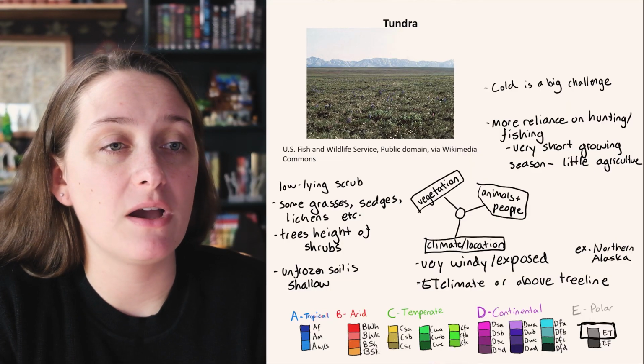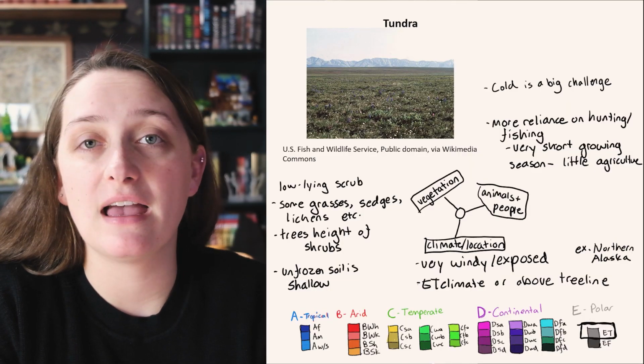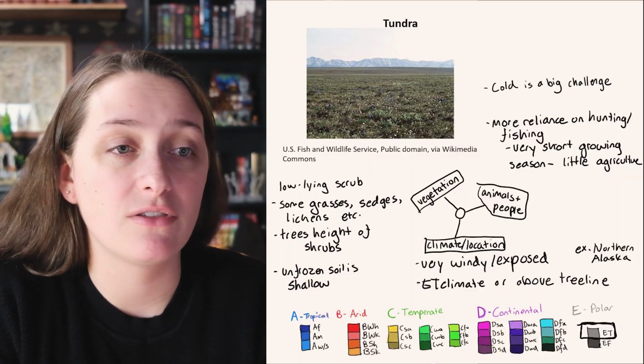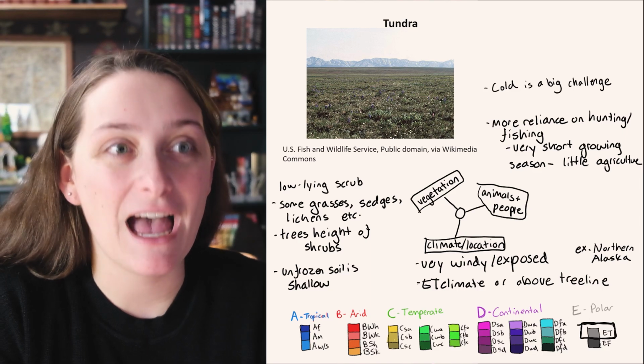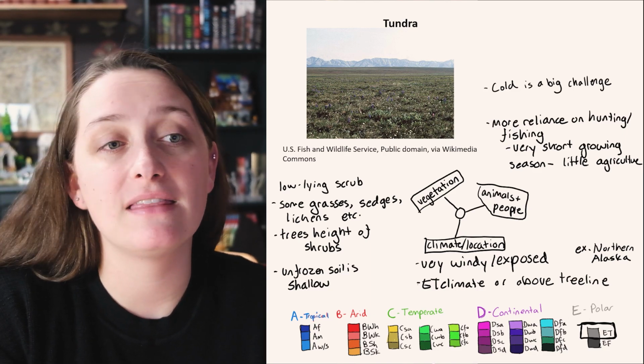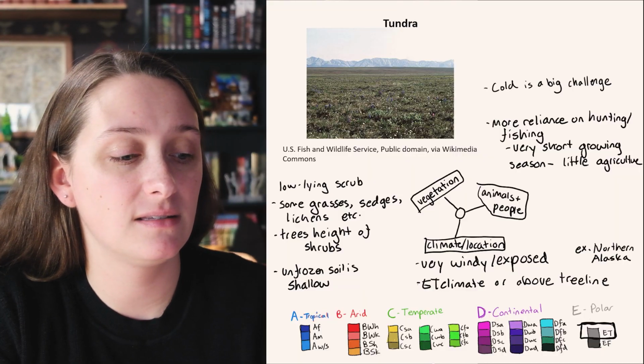So these are mainly going to be our ET climate, in regions like, on Earth, you would see northern Alaska and Canada, the north/south coast of Iceland, northern Antarctica, and you can also find this above the tree line on mountains.